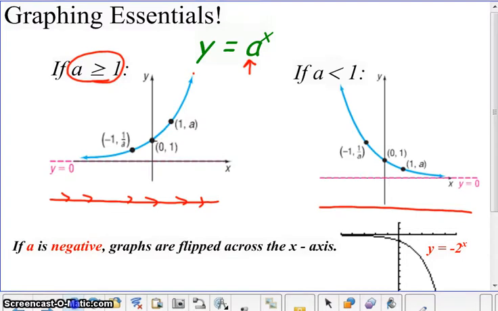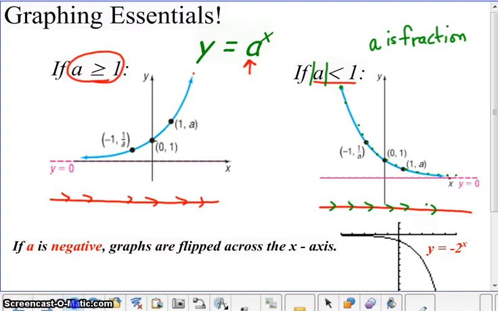Whereas in this second one, it says A is less than 1. Technically, that should have said absolute value of A. In other words, if A is a fraction smaller than 1, so A might be a half or a fourth or a third or something along those lines, I get a graph where as I read it from left to right, it starts out high and gets lower as I get further to the right.